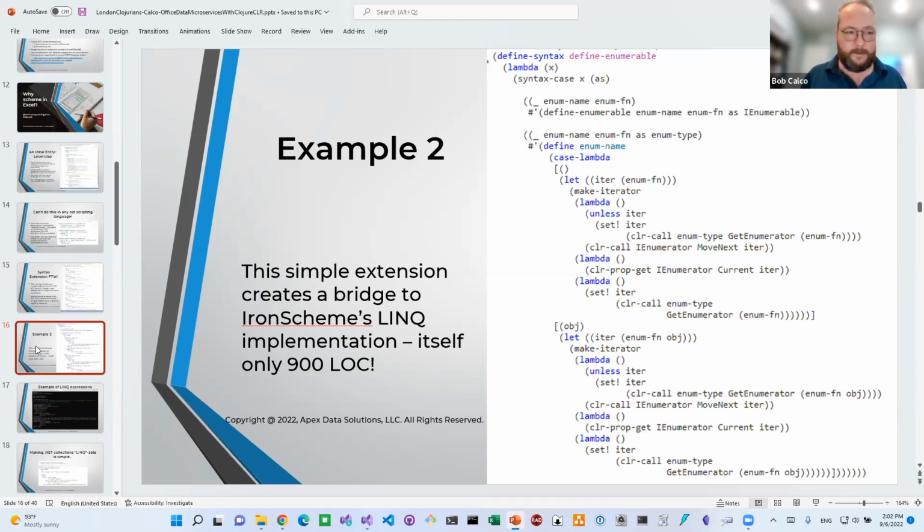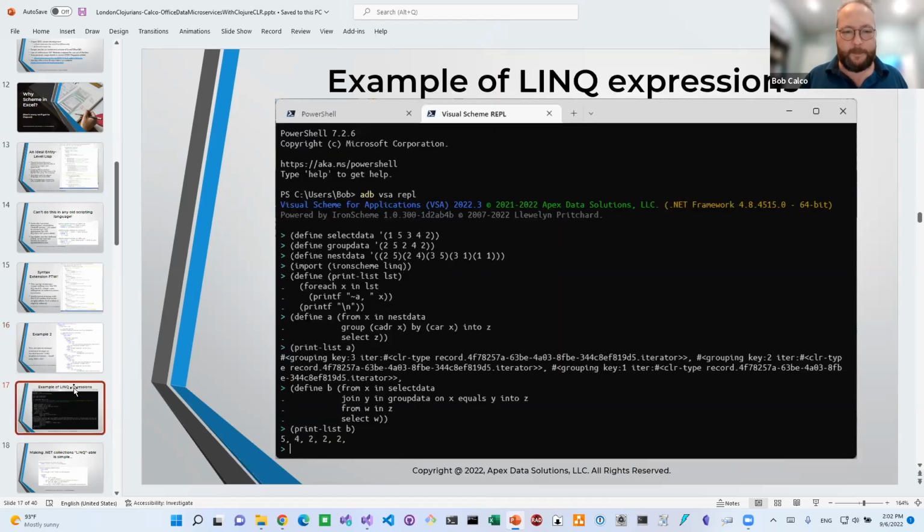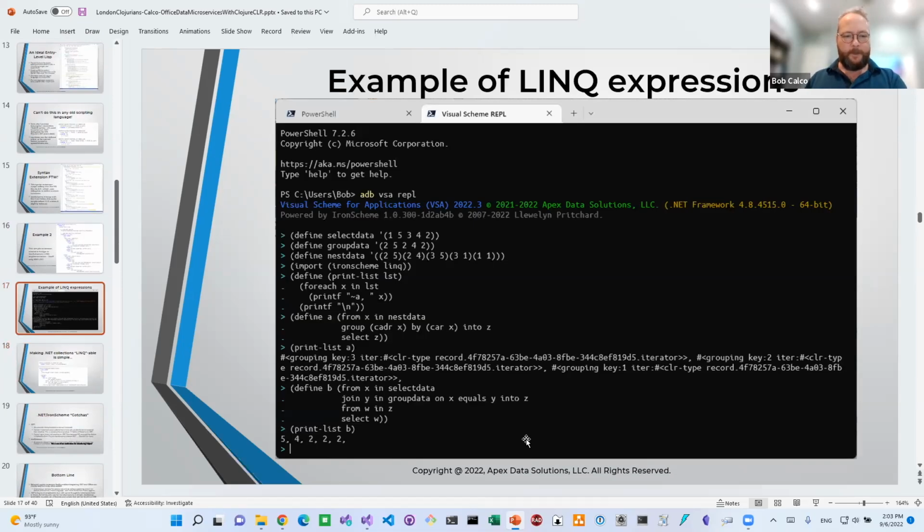So what does that look like? That's what it looks like. This is a real simple example just to give you a visual. As you can see, you get your for-each concept, which is introduced by LINQ, and then you have, like, from X in select data, join Y in group data on X equals Y into Z, from W in Z, select W, right? That's a very common expression you'd type in C# or VB with LINQ, and it looks and feels like SQL. Except it's working against generic data types, and that's a powerful idea.